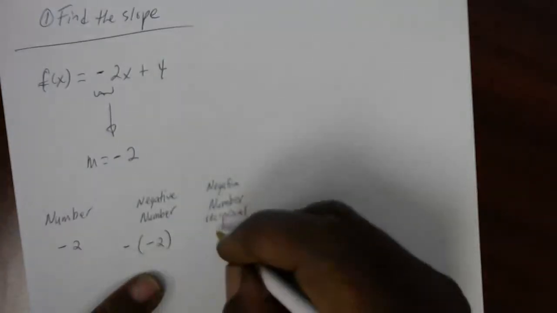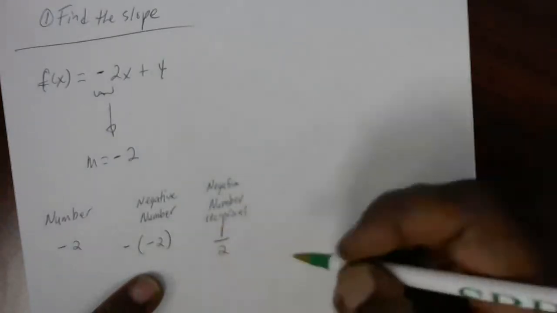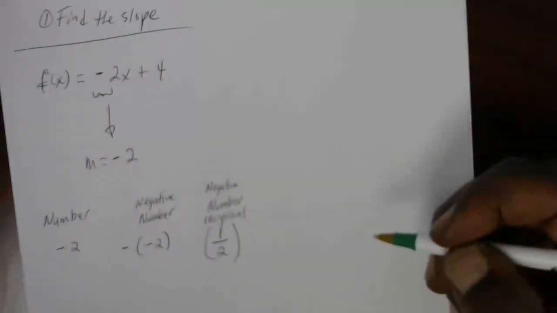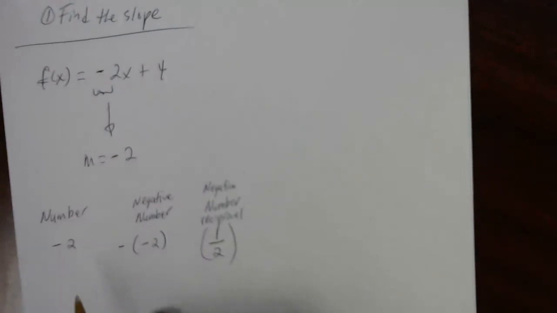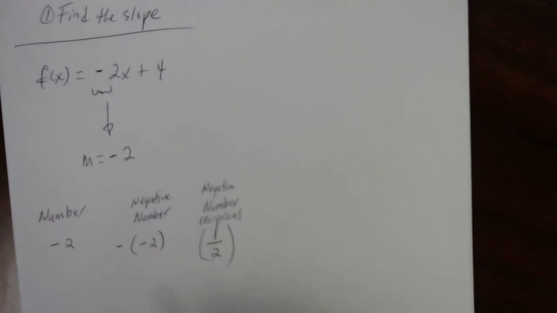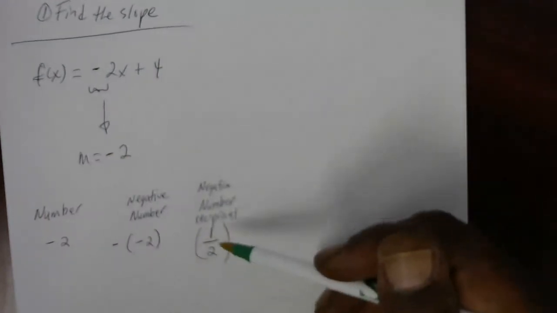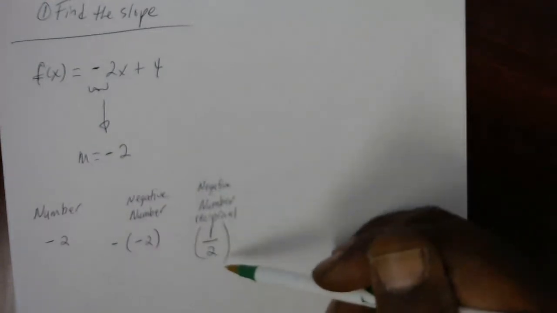Right? So I have a positive 1/2. All right, so my slope is negative 2. The negative reciprocal of negative 2 is positive 1/2. So the slope I'm going to use is 1/2.